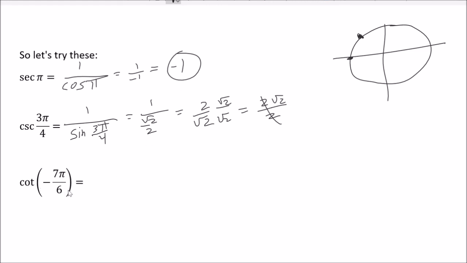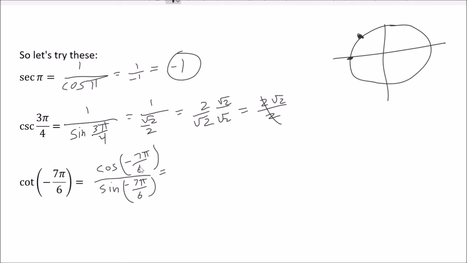What about cotangent? Cotangent would be the same as 1 over tangent, although I'm going to try something that I think is a little bit easier on this one. I actually prefer to think of cotangent as cosine over sine. That way I don't have a double stack of fraction. So cosine of negative 7 pi over 6, over sine of negative 7 pi over 6. And if I can identify that location and its coordinates, I'll be just fine.